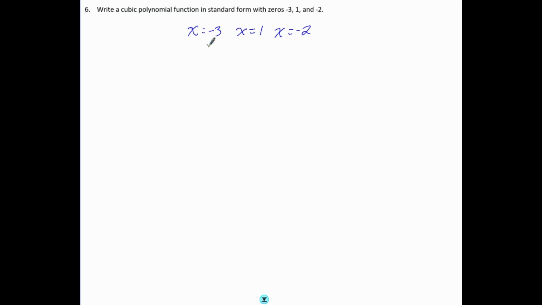So what can the factor be that gets me x equal to negative 3? Well, that factor could be x plus 3, because if I set that equal to 0, I'll get x equal to negative 3. And that's exactly what we're going to do for each of these. We're going to get x minus 1 and, sorry, x plus 2. And we're going to sit here and multiply these out.